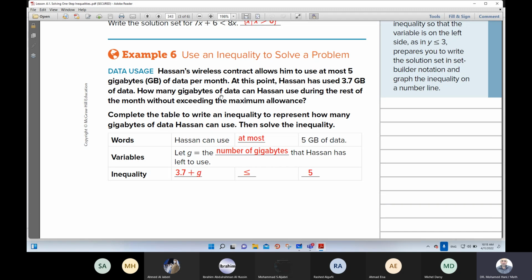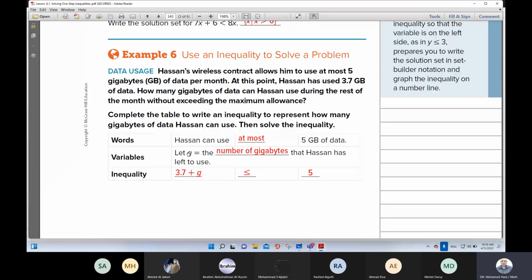How many gigabytes of data can Hassan use during the rest of the month without exceeding the maximum? Complete the table to write the inequality to represent how many gigabytes of data Hassan can use, then solve the inequality. The words "Hassan can use at most": we can write the sign from this word, at most 5 GB of data.